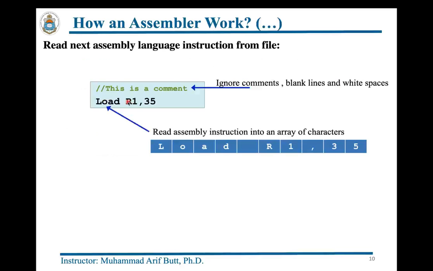Let us see these steps in detail one by one. Suppose this is the first instruction. Over here we have comments, and of course our assembler is going to ignore the comments as well as blank lines and white spaces. So this is the first instruction. We read this assembly instruction into an array of characters.